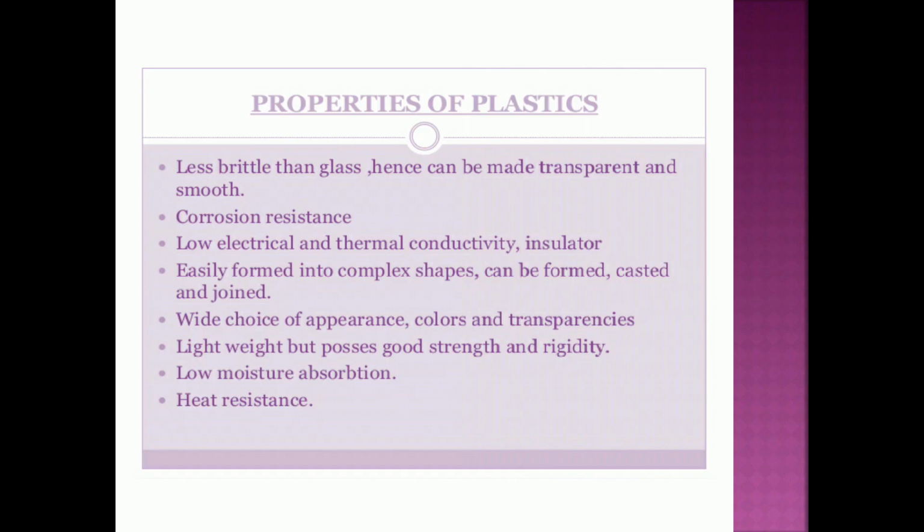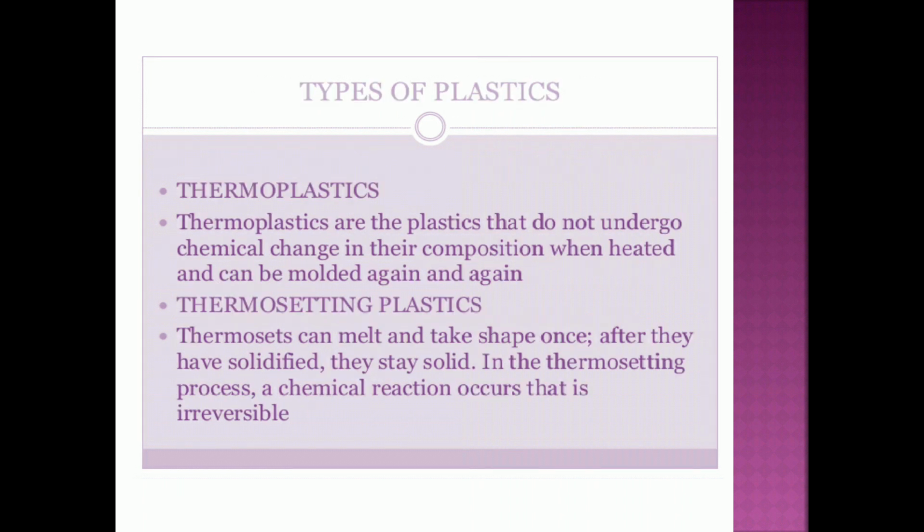Now, what are the properties of plastics? Less brittle than glass, so it may be transparent and smooth. Corrosion resistance, low electrical and thermal conductivity, that means they are insulators, easily formed into complex shapes, lightweight, possess good strength and rigidity, low moisture absorption, and heat resistance. Now, what are the types of plastics? There are two types of plastics, thermoplastics and thermosetting plastics.